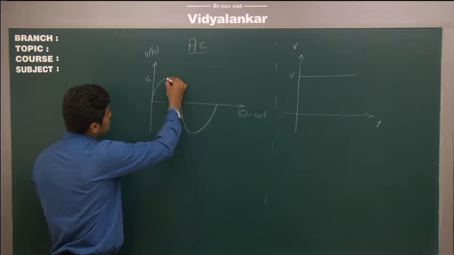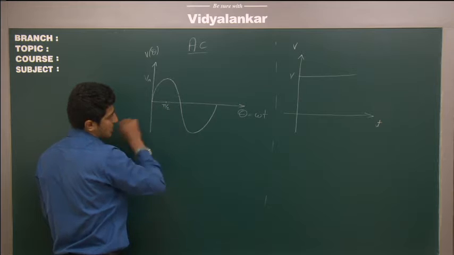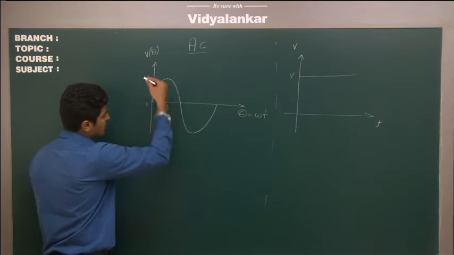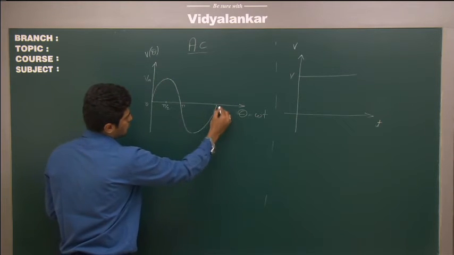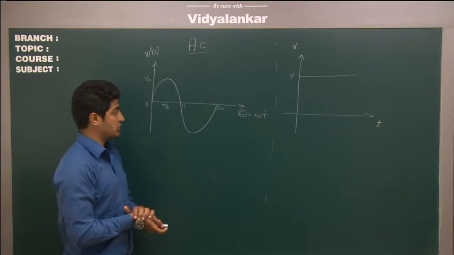But that value is only going to be for a fraction of a second, which I assume to be 90 degrees according to this signal. 0 degrees, 90 degrees, pi, 2 pi. Okay? So only for a fraction you're going to get the maximum value of voltage.